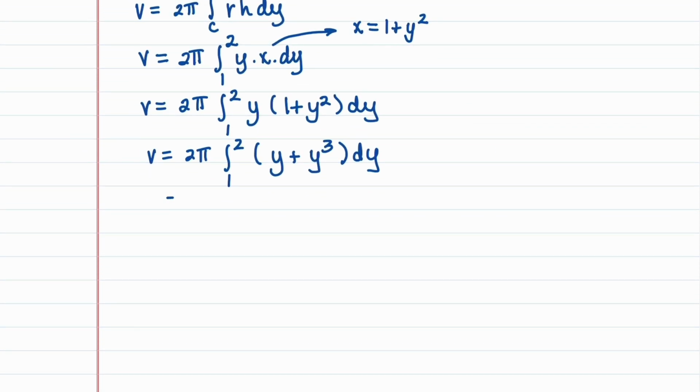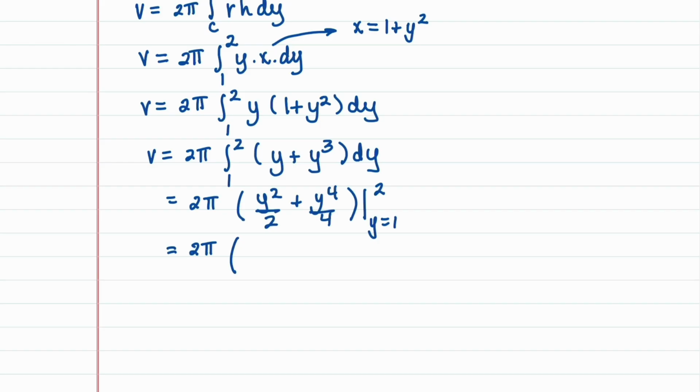Now we can go ahead and integrate. This is 2 pi. We have y squared over 2 plus y to the 4th over 4. And we're evaluating this from y is 1 to y is 2. Let's first put in that y is 2. 2 squared is 4, so we have 4 over 2. 2 to the 4th is 16, so we have 16 over 4. And then we subtract off 1/2 and 1/4.